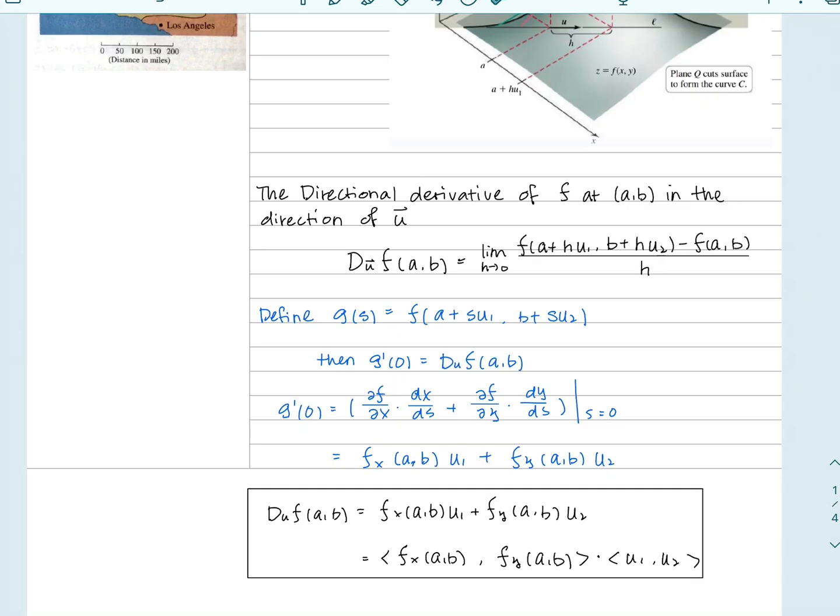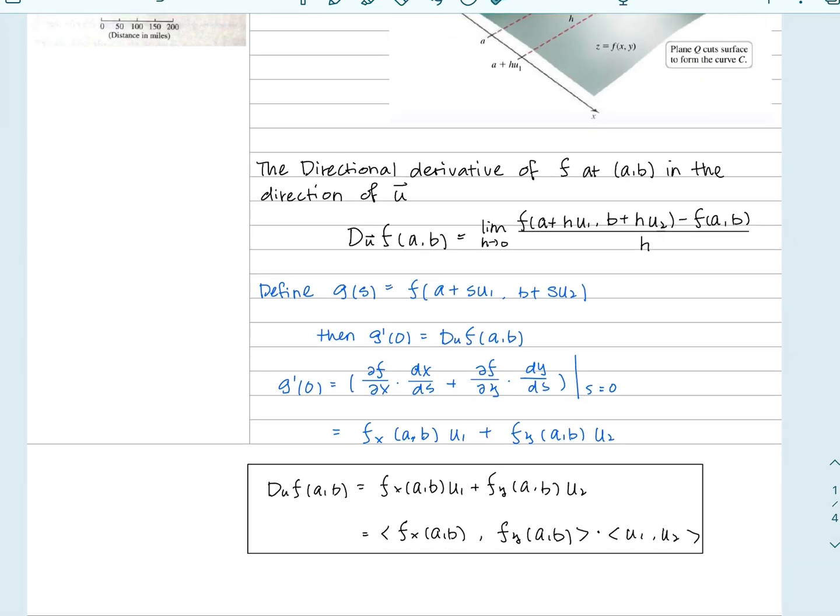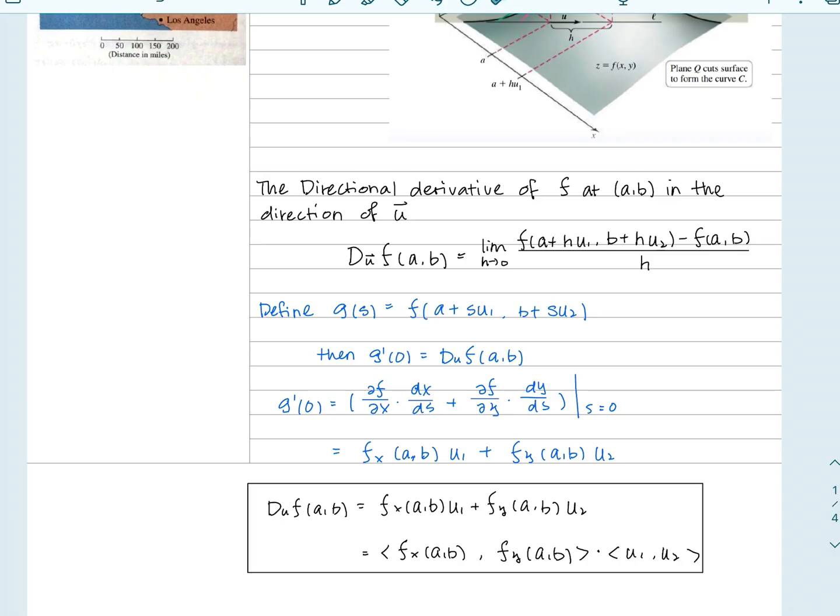All right, so directional derivative. We found the formula. That's f_x u1 plus f_y u2. Or you can use the dot product of the two vectors, which is (f_x, f_y). Those two are the partial derivatives of the function. Dot product with (u1, u2), where this vector is the direction vector. We are changing the function in the direction of the vector u. So then we use u1, u2.